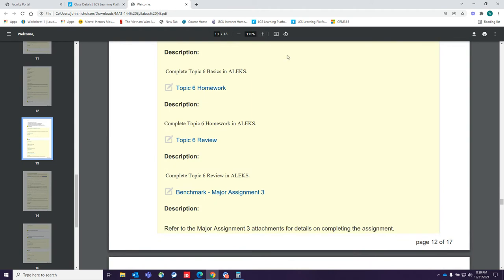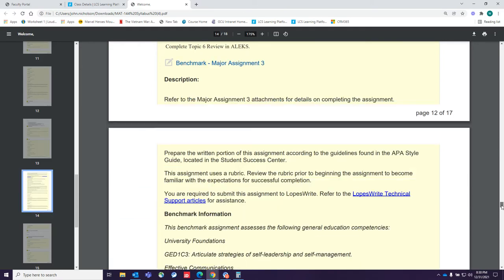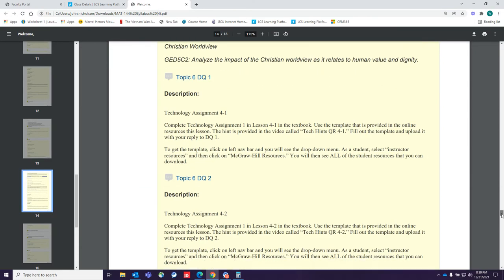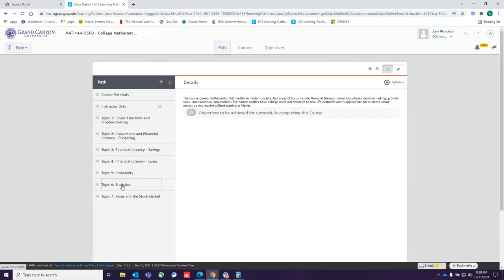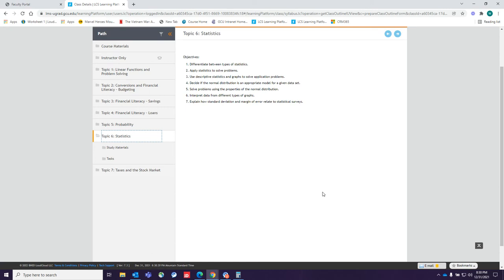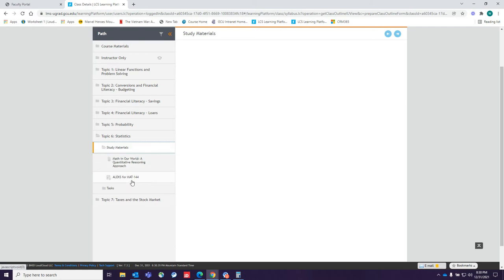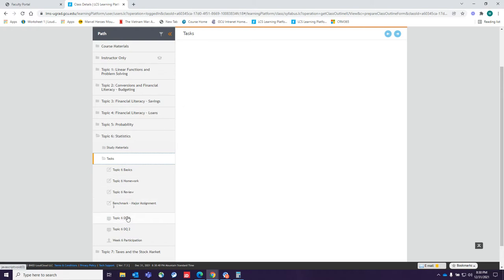And finally, last but not least, the benchmark, major assignment 3. This consists of an essay, as well as a spreadsheet portion, just like the spreadsheets in major assignments 1 and 2. We'll talk a little bit more about that, but let's go a little bit through the DQs. The DQs in this class, let's drill down to them. As you know, when you go back to the Path tab under the topics of the week, you'll see both the study materials, which I just described, which is usually the ALEKS and the textbook, but the assignment tasks are right there. Let's look at the DQs quickly.